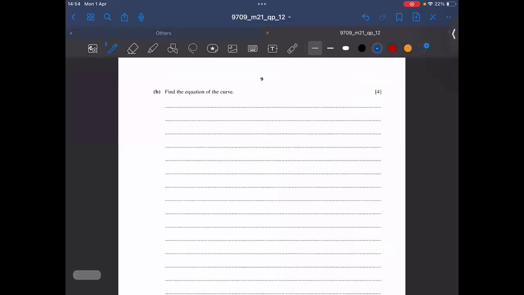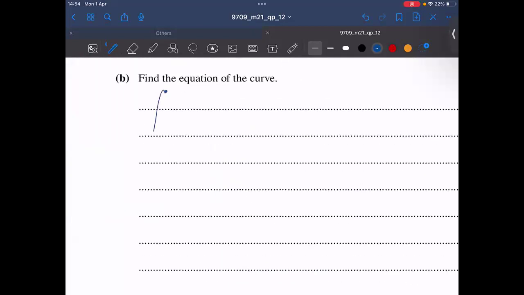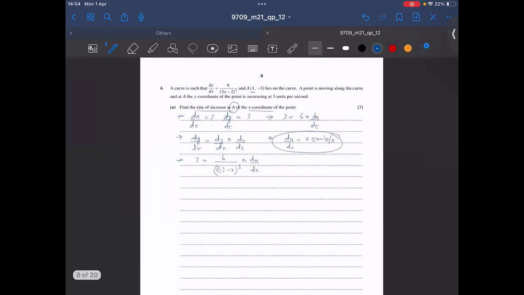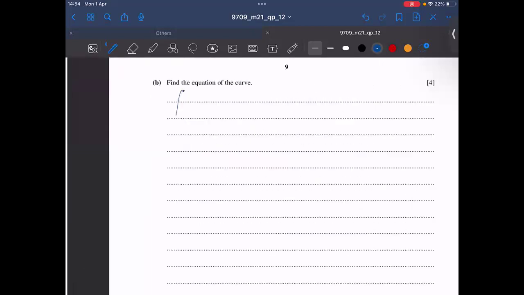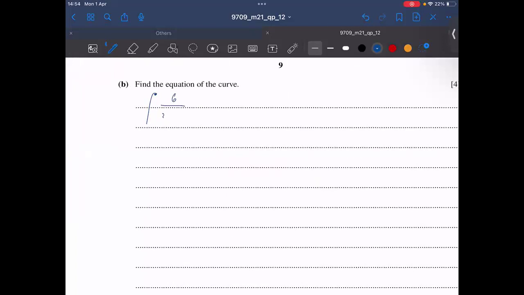Find the equation of the curve. Imad Ahmed, how are you supposed to find the equation of the curve? You have to integrate. So integral of what? It's 6 over (3x minus 2) whole cube, dx.